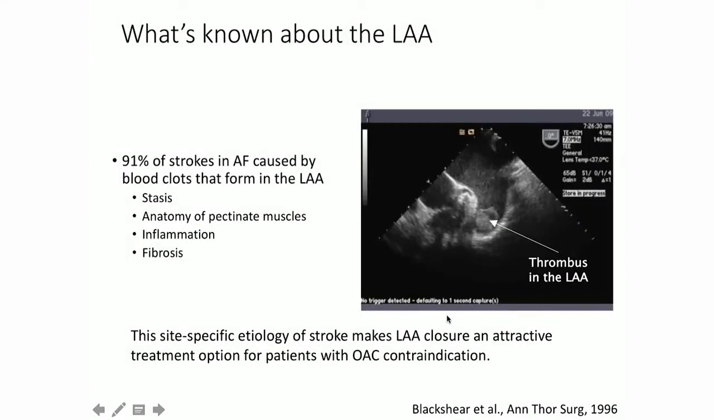Now what's known about the left atrial appendage? As most of you know, 91% of strokes in atrial fibrillation are caused by blood clots that form in the LAA, and this is related to stasis, the anatomy of the pectinate muscles, inflammation that can occur locally, and fibrosis. So this site-specific etiology of stroke makes LAA closure an attractive treatment option for patients with OAC contraindications.